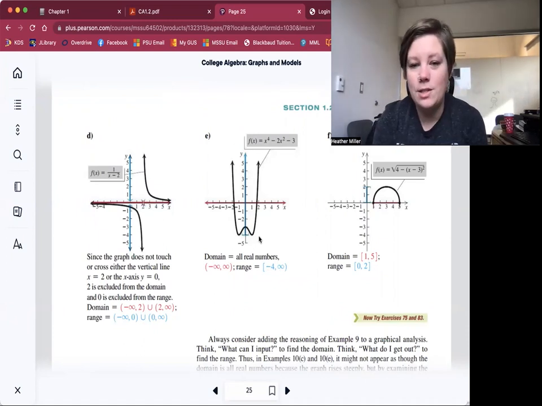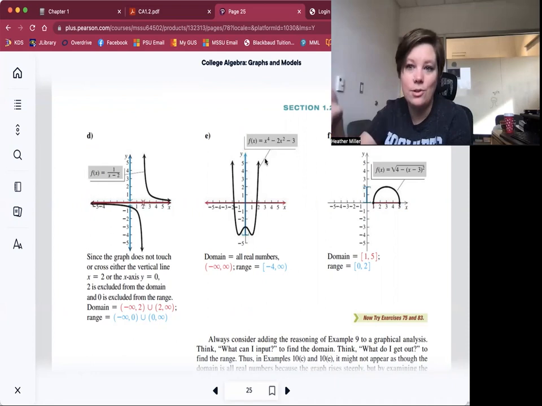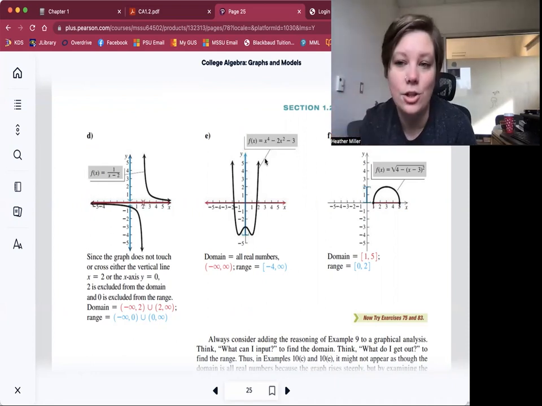So we do have to be slightly careful about that and actually putting our graph in there. I believe all of your homework problems give you the graph and ask you the domain and range straight from the graph.